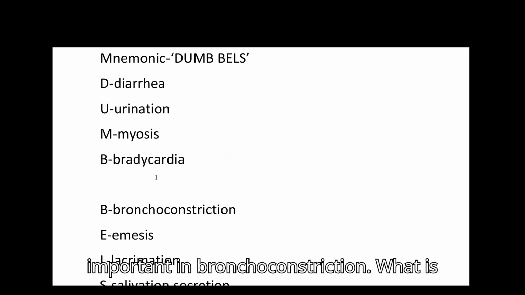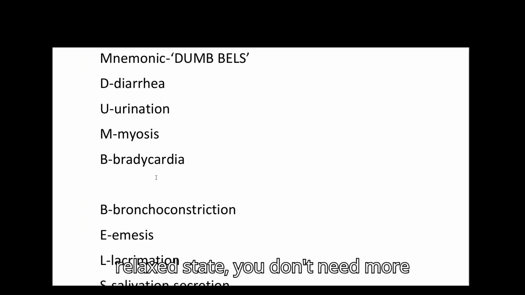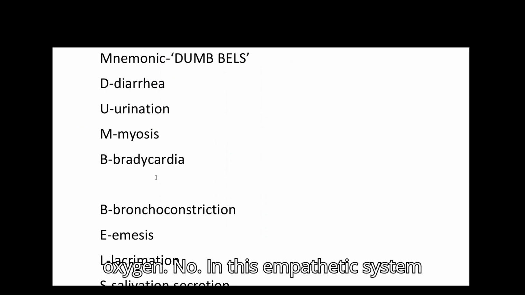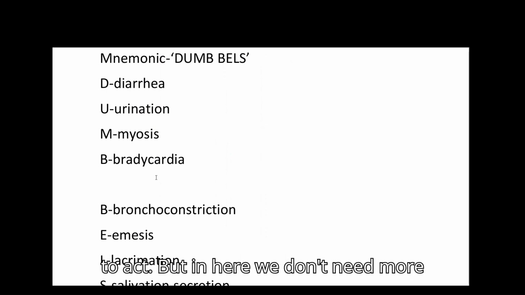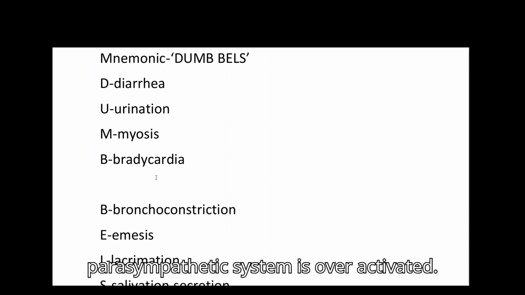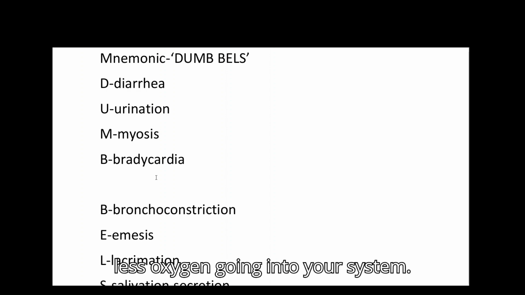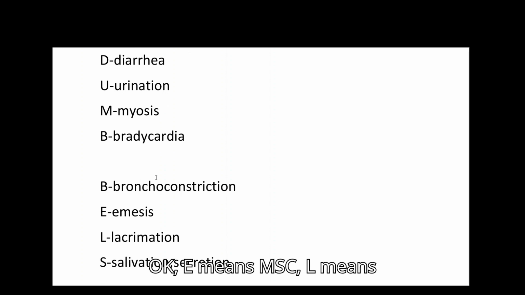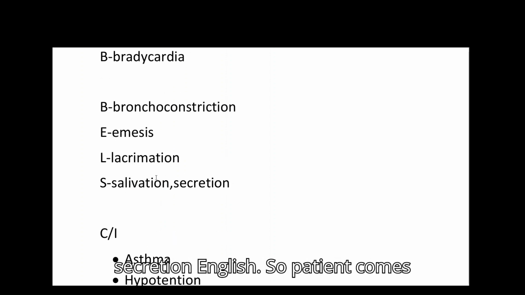This is very important. In the parasympathetic state, the relaxed state, you don't need more oxygen. In the sympathetic system, when it is activated, you need more oxygen to act. But here, the parasympathetic system is overactivated, so there is severe bronchoconstriction, and less oxygen goes into your system. E means emesis. L means lacrimation. S means salivation increase, secretion increase.